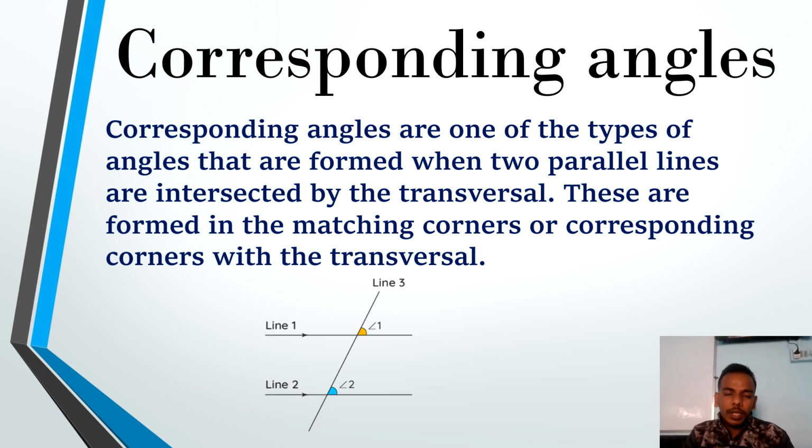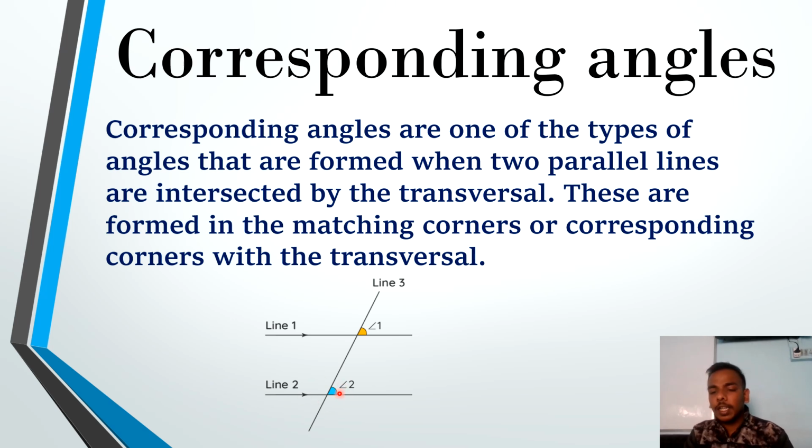So if you see, suppose three lines are there. Line 1 and line 2 are parallel to each other and line 3 is a transversal line. So a total of 8 angles will be formed. Which will be the 8 angles? This will be one angle, this is second, third, fourth, fifth, sixth, seventh, eighth.